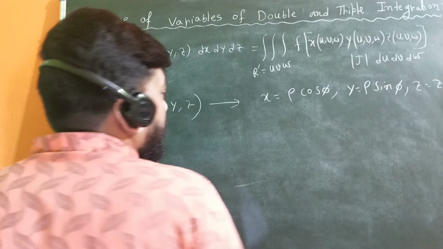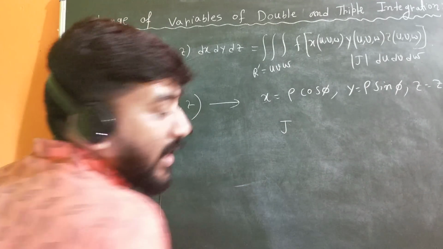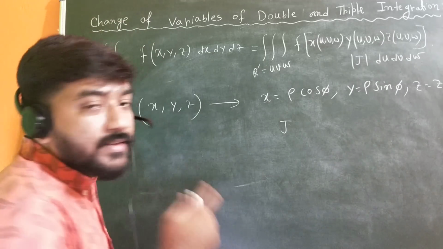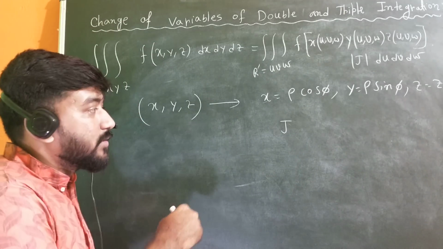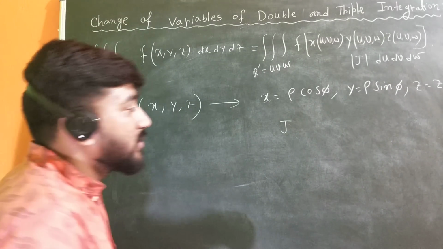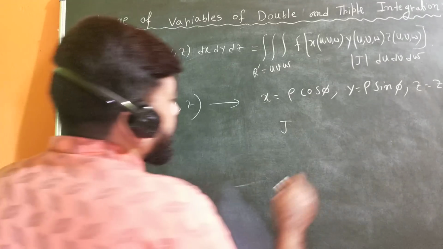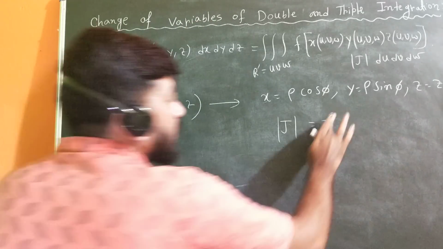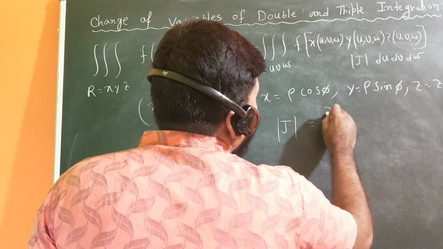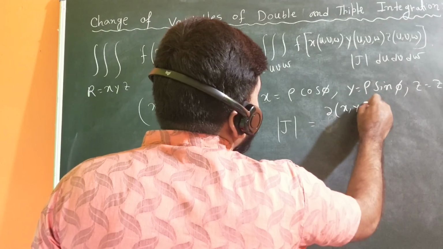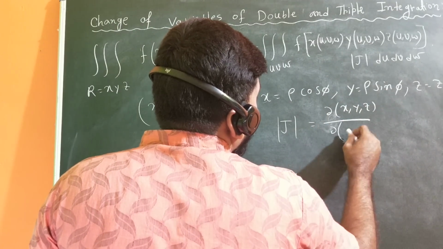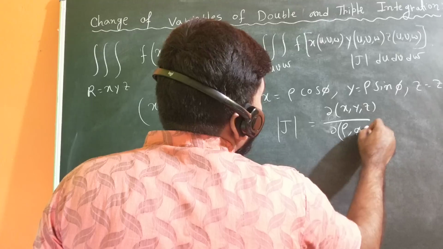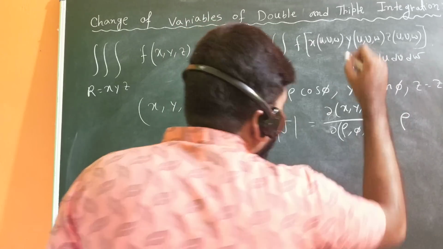And now again what you have to do is calculate this J. I have calculated this Jacobian for each and every case, so please see the video, I am directly giving you the result here. Okay, so what will be J? So mod J will be here only rho. If you calculate this mod J, that is del xyz by del rho phi z, you will get rho here.